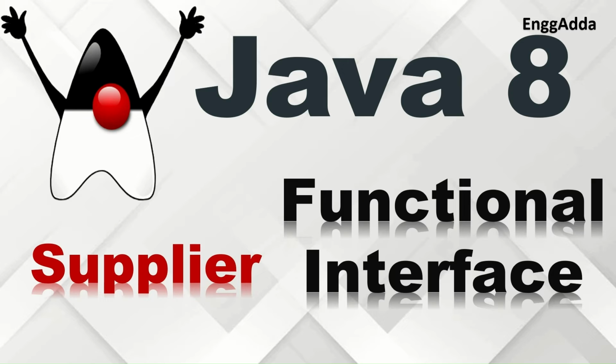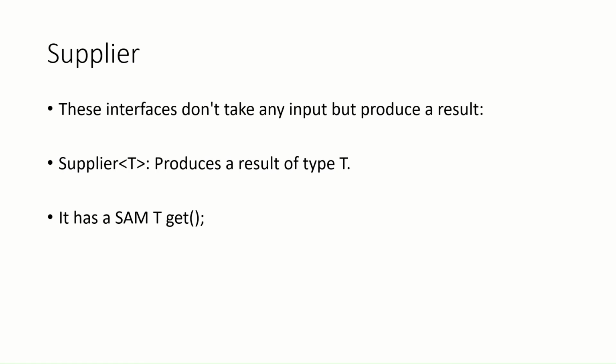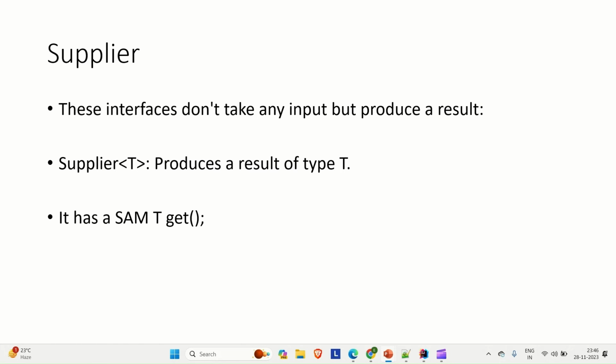So let me go to the slide where I have discussed the supplier. So what is supplier? Supplier is a kind of functional interface which has a single abstract method get, and its return type is T. So you can say that these interfaces don't take any input but produce a result. You can see the single abstract method that supplier holds is get, and it is not taking any input here, but still it has a return type, and its return type is T. So supplier produces a result of type T, and it has a single abstract method get, and its return type is T. So this is about the supplier.